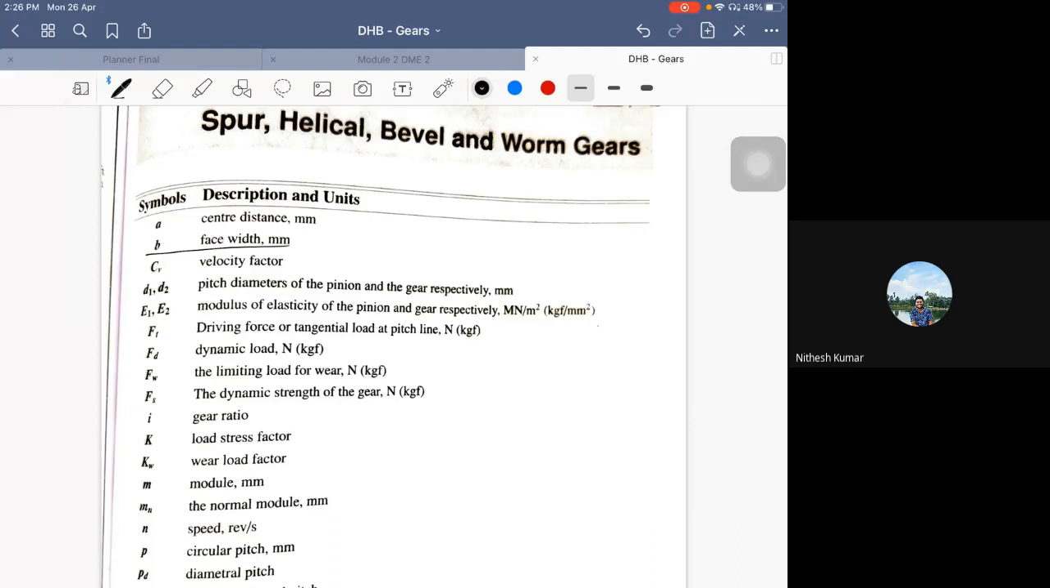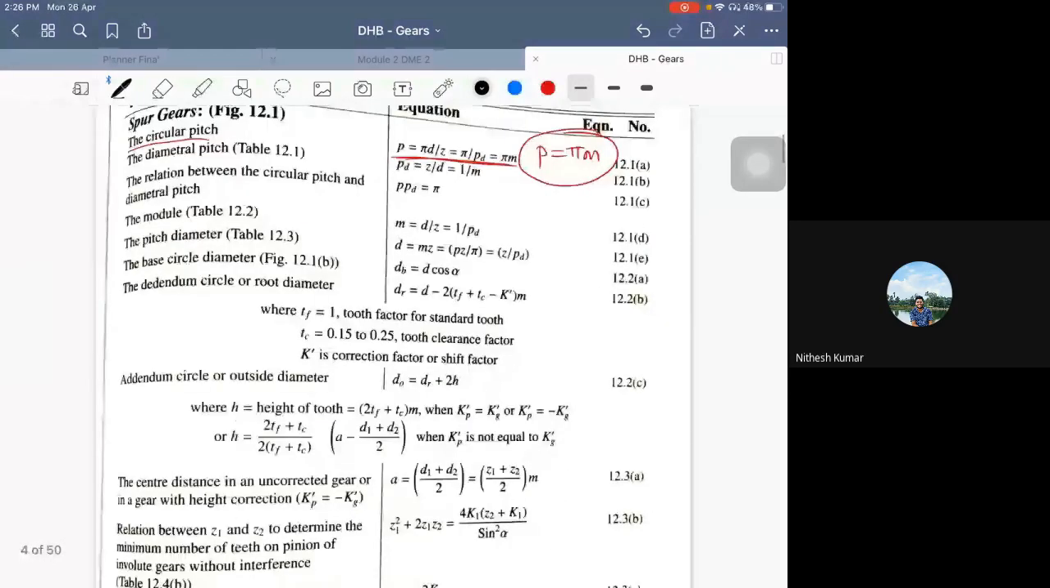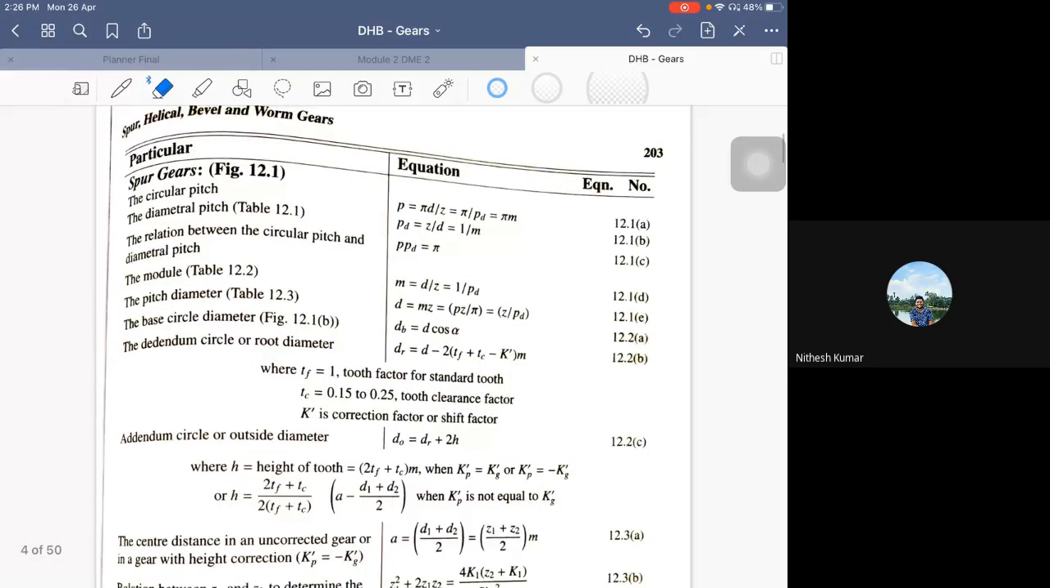M is equal to 1 by PD. Where did you get the equation? Can you tell me the page number and equation number? 12.1D, page number 203. Okay, you don't know the pitch circle diameter, isn't it? Nor do you know the circular pitch or diametrical pitch. So it's a waste of using it, isn't it? Next, any other provisions?